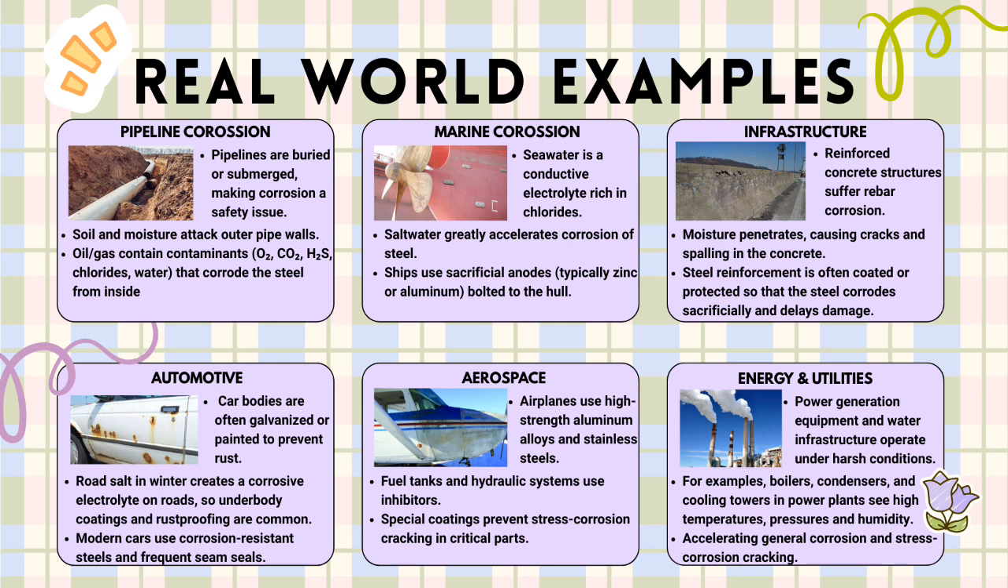Next is automotive. Car bodies are often galvanized or painted to prevent rust. Road salt, moisture, and oxygen create highly corrosive conditions, especially in winters. Modern cars also face corrosion on components like brake lines and steel fuel tanks. Next is aerospace. Aircraft rely on high-strength aluminum alloys and stainless steels because of the extreme conditions they experience.